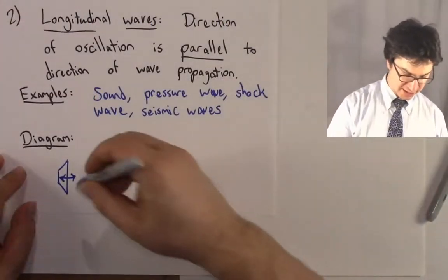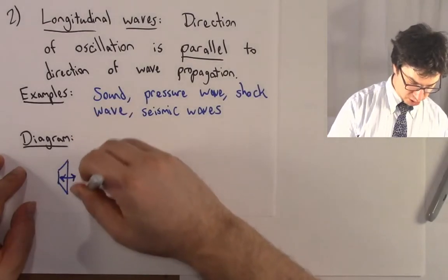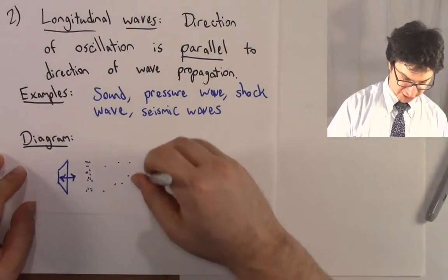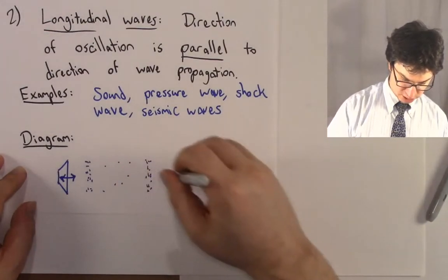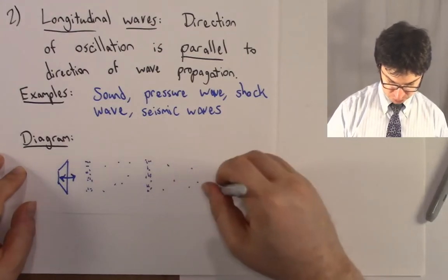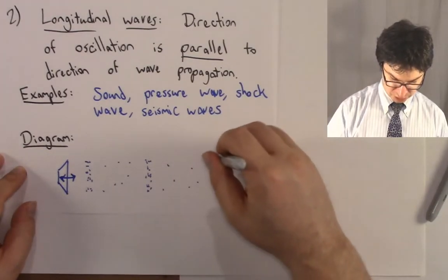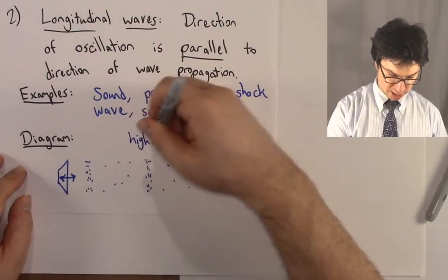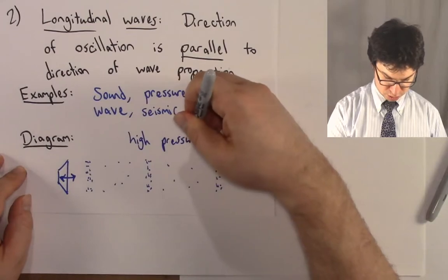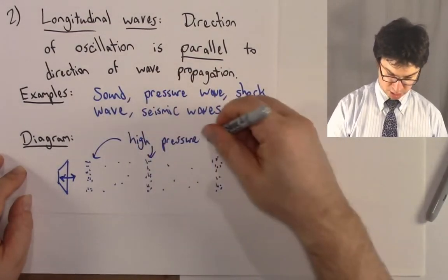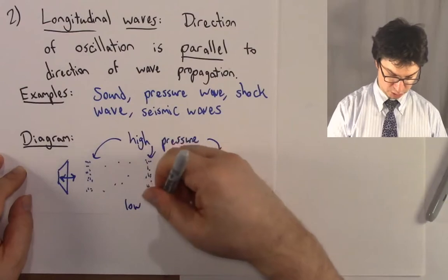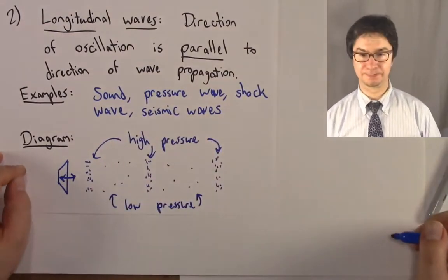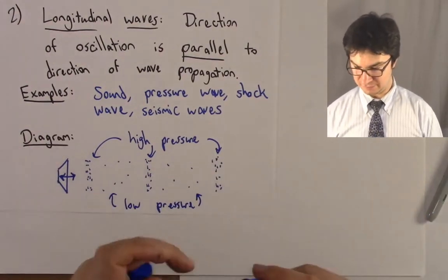So let's go ahead and diagram this out. Here is a high pressure region, and this would be a low pressure region. This is a high pressure region, and this would be a low pressure region. Right? So we can label these and say, okay, this would be high pressure here, here, and here, and then we'd have low pressure here and here. All right, and that's a longitudinal wave.